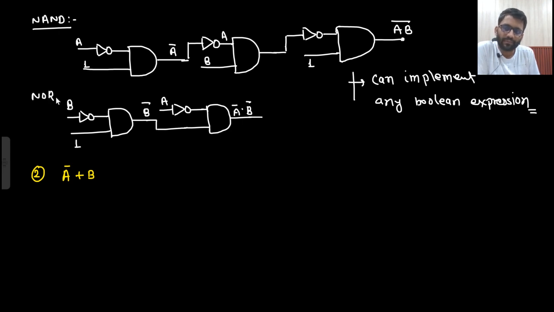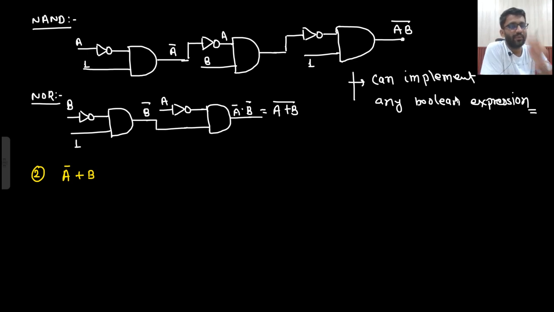NOR. Because it is B bar into A bar. B bar into A bar will be A plus B whole bar. This is your NOR gate. So they can implement any Boolean expression. So my target was only to implement one of the universal gates. If you are able to implement one of the universal gates, then you can implement any Boolean expression.